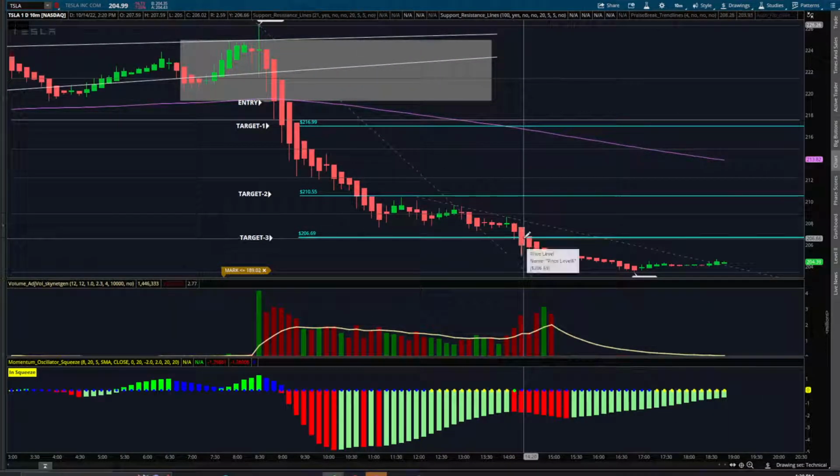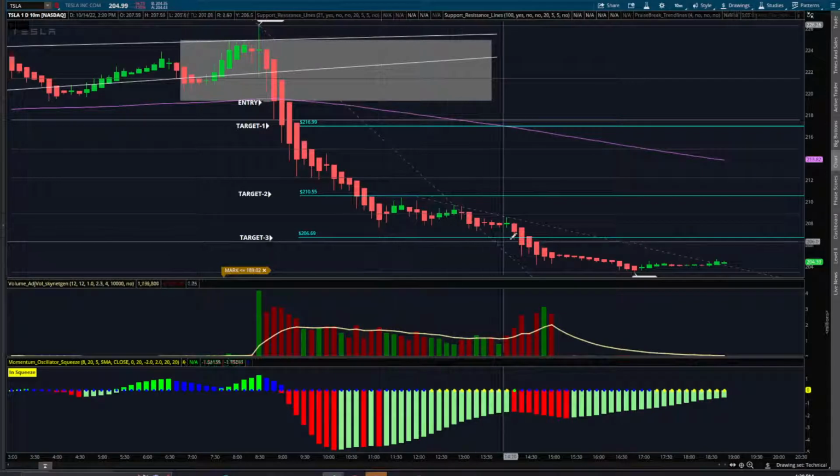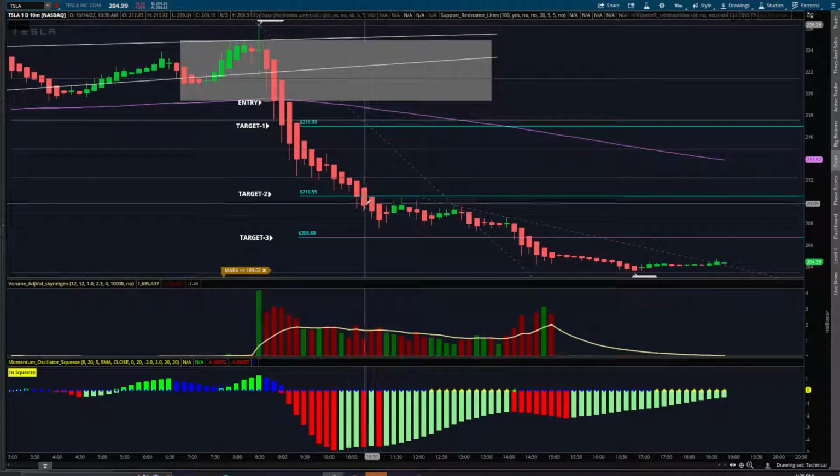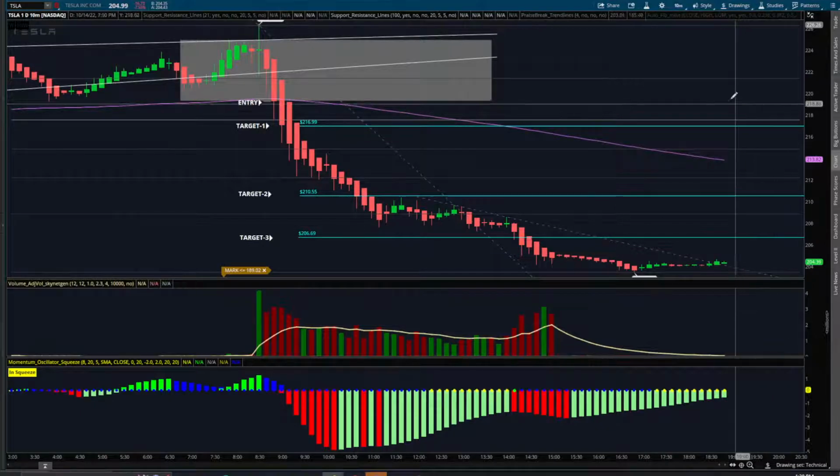Around 2:20. So pretty simple, right? So now let's look at SPY.